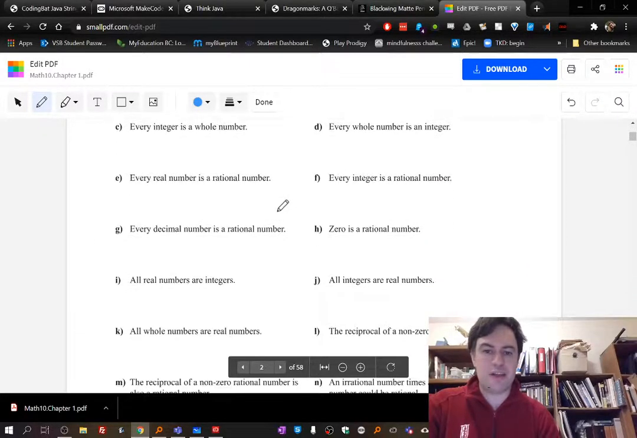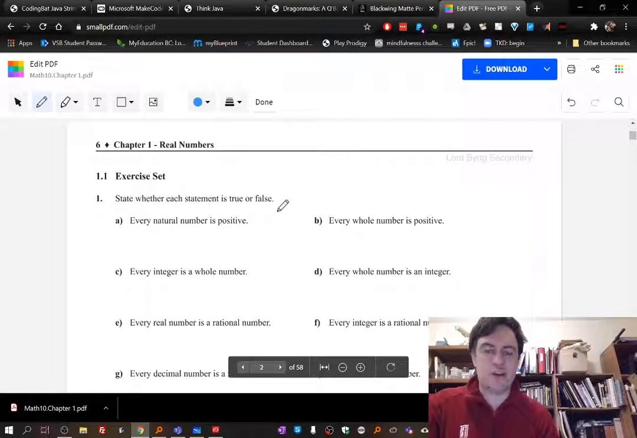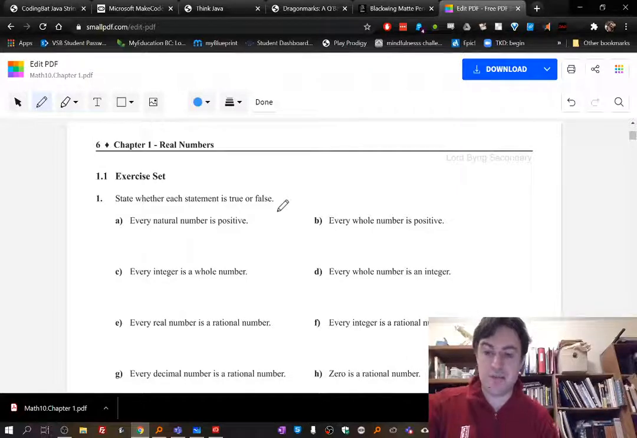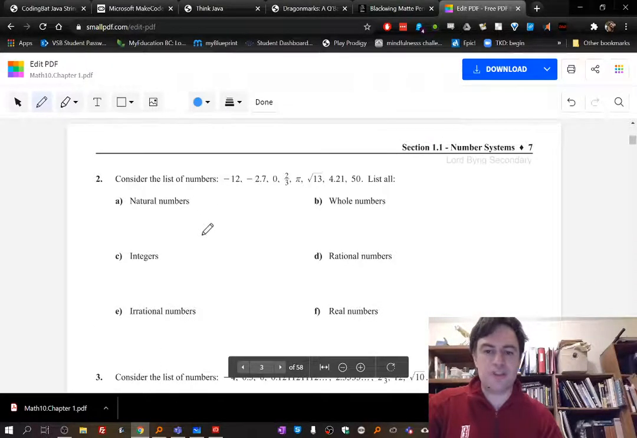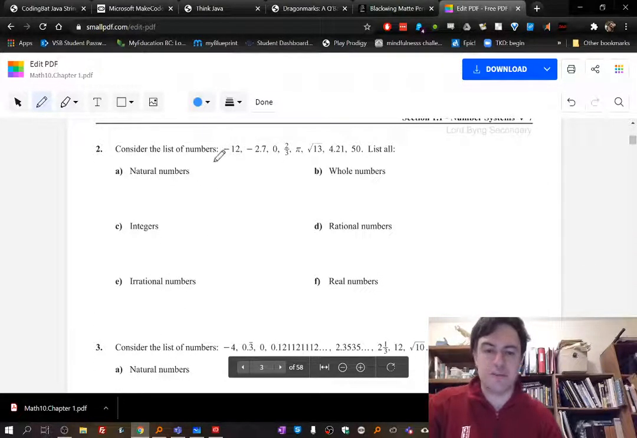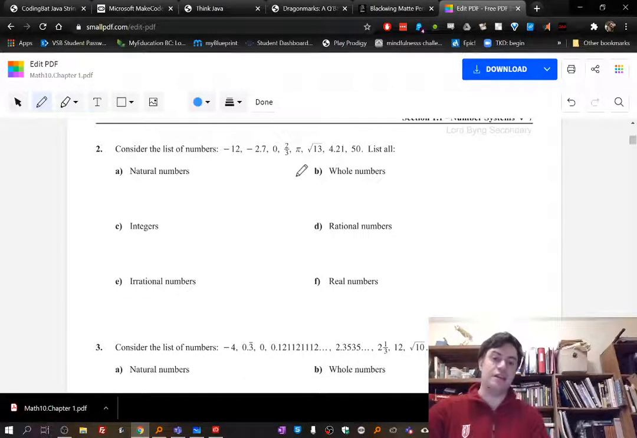You can take a look at the questions that are assigned inside of the Teams website. I'll let you know number 1 is not assigned. You can skip number 1 and we'll go to question 2. So we're going to just take a look at this list of numbers here and we have to categorize where they fit. So here, for example, which are the natural numbers?